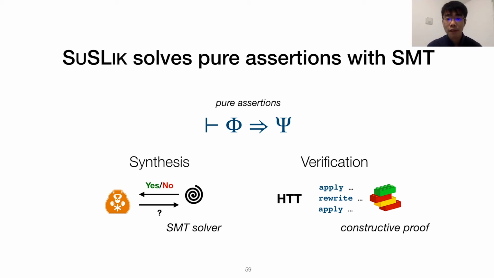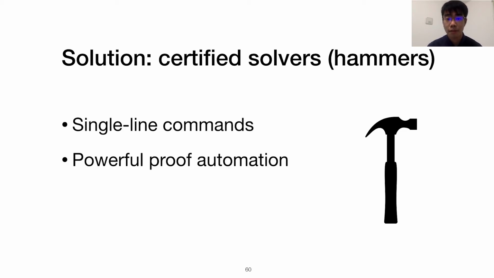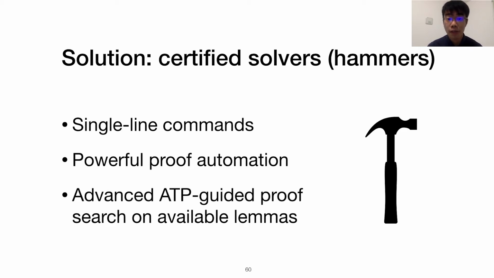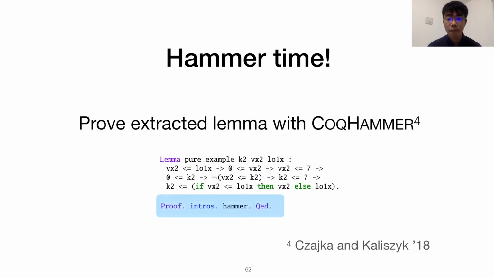So to match the oracular insight of SMT solvers, we turn to certified solvers, or hammers as they're generally referred to. Hammers are single-line commands that enable powerful proof automation capabilities. They usually work by communicating with an external automated theorem prover, or ATP, to find a solution using the lemmas available to it. For our purposes, we extracted and formatted pure entailments like this into lemmas, and then solved them with Coq Hammer, a certified solver library.